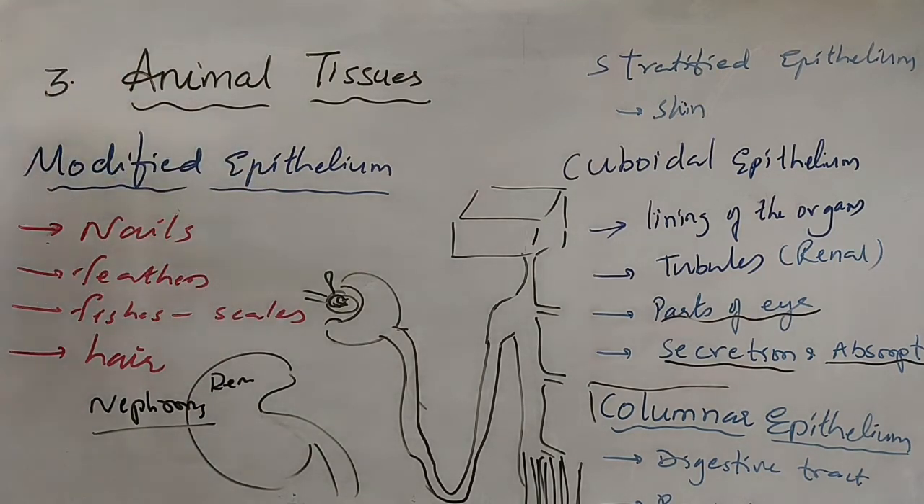So this is how the first layer, which is called the epithelium, is divided into 4 different kinds of epithelium. First one is the stratified epithelium, second one is the cuboidal epithelium, third one is the columnar epithelium, and the fourth one is the modified epithelium. So these are the 4 different kinds of epithelial layers, which are the first tissue which we discussed till now. Okay, let's go to the second tissue.